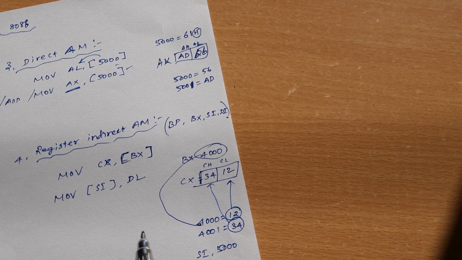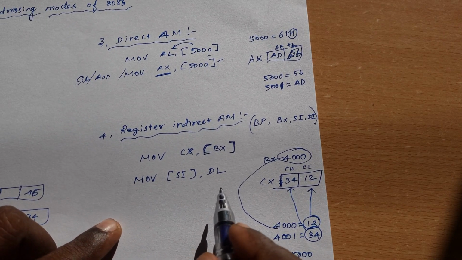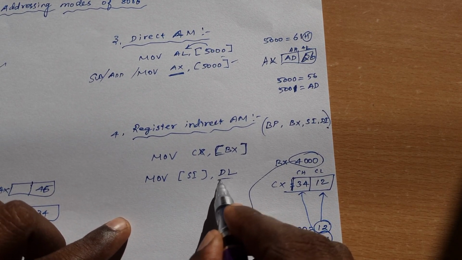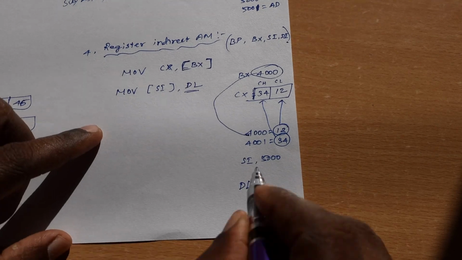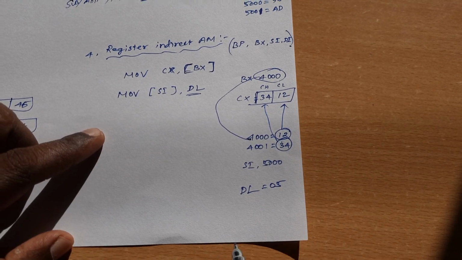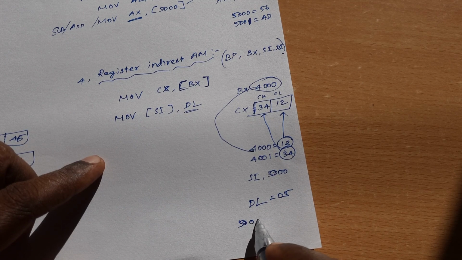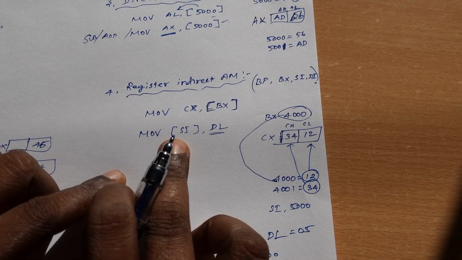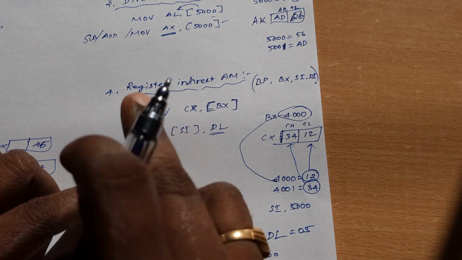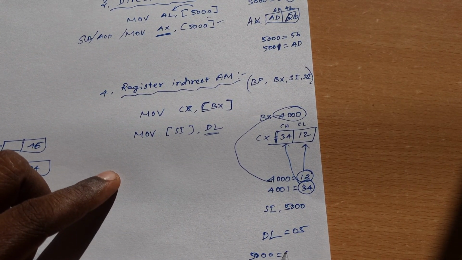And now for this execution, what really happens? The DL may have, say an example, something around 05. This 05 is moved to the location 5000, not to the SI register. SI register is having the address, so it is gone to the memory location 5000.